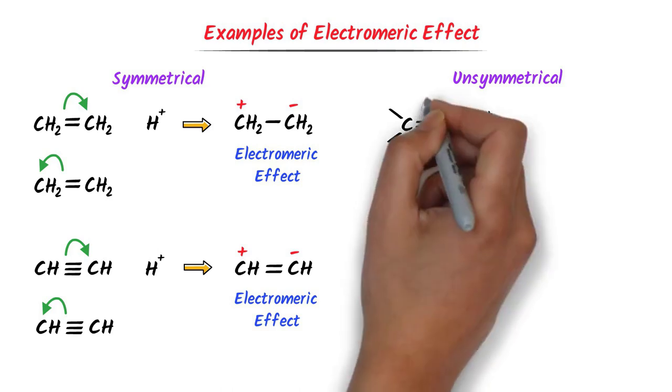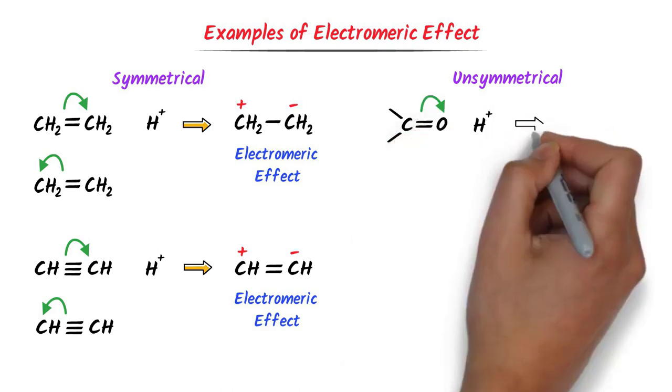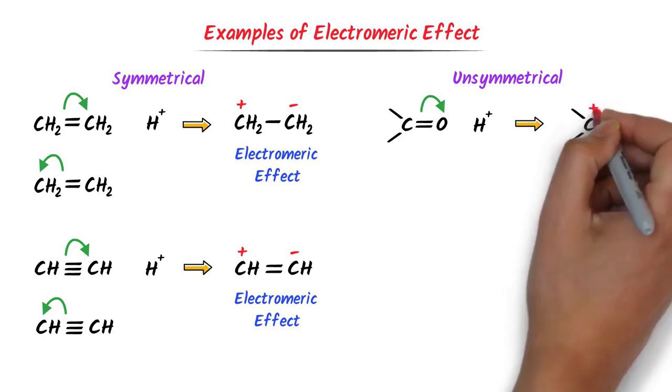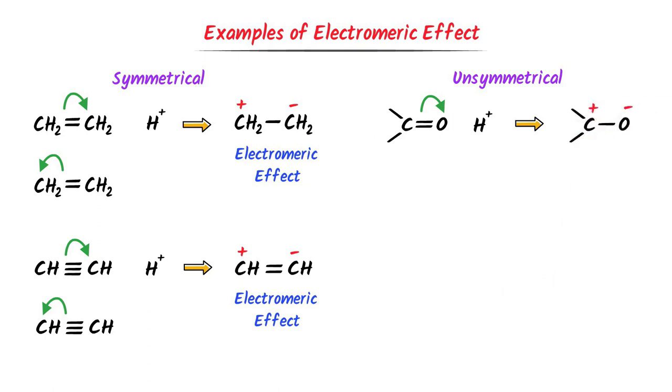Hence, the pi electrons will shift to the oxygen atom. As a result, positive charge will appear on carbon and negative charge appears on oxygen. Remember that in this organic compound, you cannot shift pi electrons toward carbon because the electronegative atom oxygen is present. Thus, electromeric effect is observed in this organic compound.